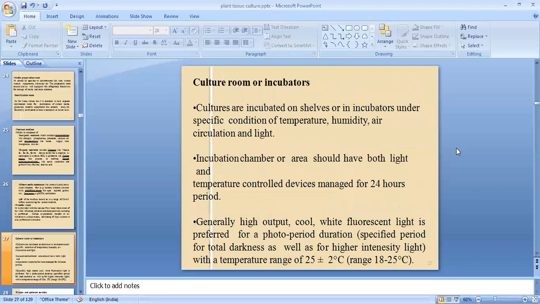And the culture room or the incubators: once the transfer has been done, the culture has to be provided with the exact temperature for its growth. That can be provided by the use of these incubators. The specific conditions of temperature, humidity, air circulation, everything, light also is provided. And the incubation chamber or area should have both the light and the temperature control device, which should be managed round the clock, over the 24 hours of period.